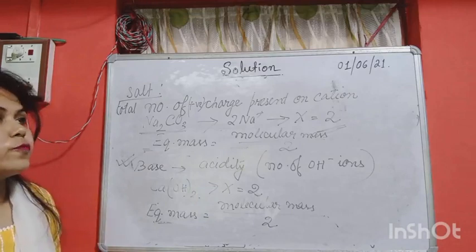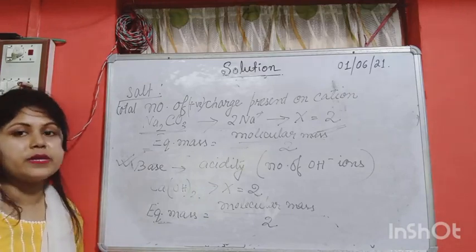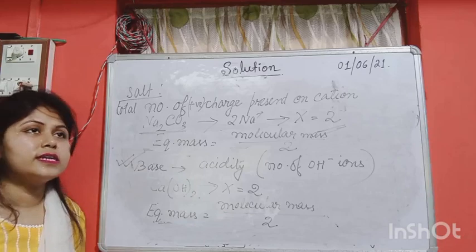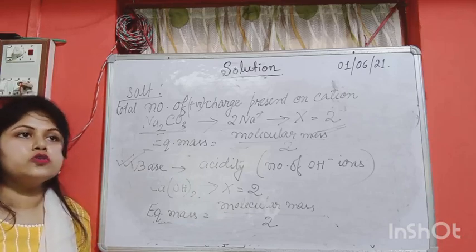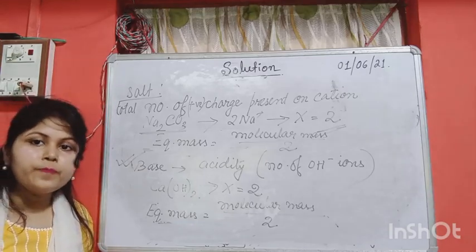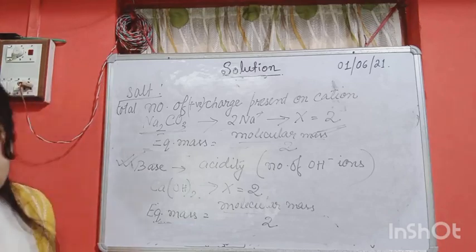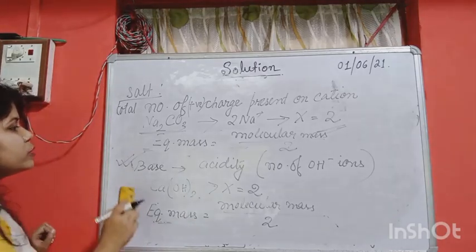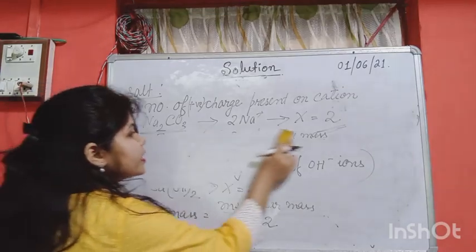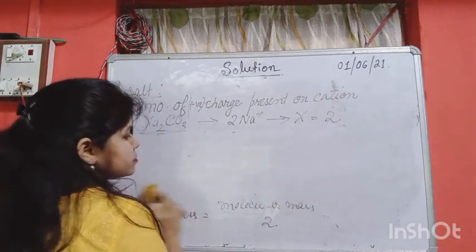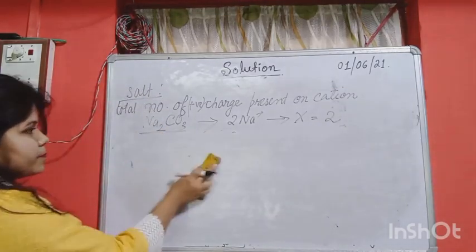Sometimes we get it directly, but sometimes, if the salt is different, we don't know how much charge will be present on the cation. Suppose I am considering H3PO4, or H3PO3, or H3PO2. For all of these we have to know the structure, because without knowing the structure we don't know how much charge is present on the cation or the anion part. Okay.